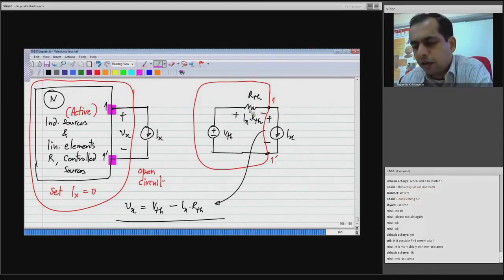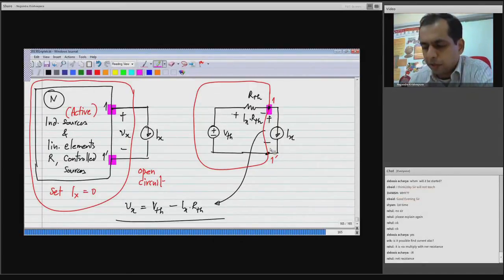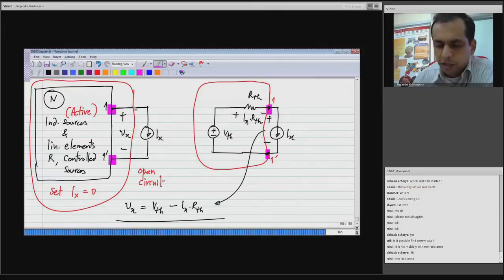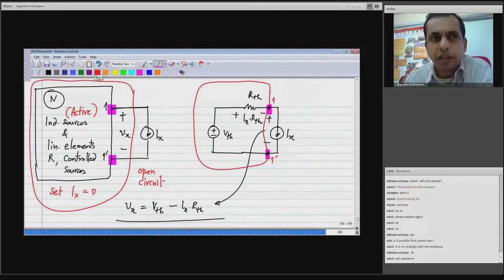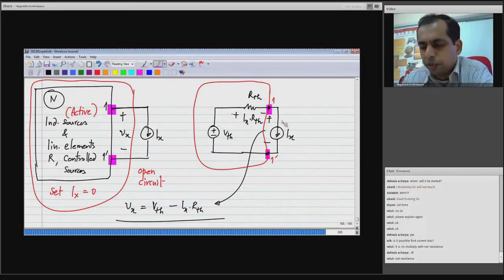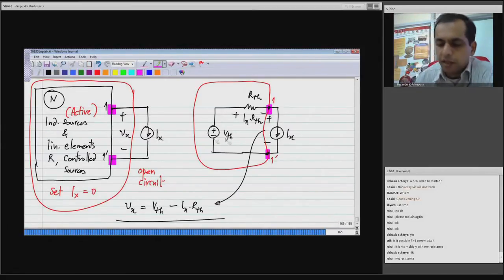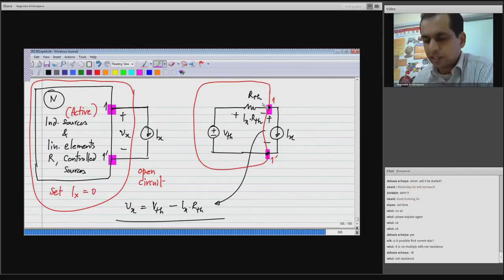Internally here we have only a single voltage source and a single resistance. But as far as the terminals 1, 1 prime are concerned, the voltage across this and the current through this will be exactly the same as in the original network N. This is regardless of what is connected to it, because we didn't make any assumptions about Ix. Ix is some current which could be a current source or a substitution for some other load, but whatever it is, this entire thing, which is a set of independent sources and linear elements, can be replaced by a voltage source Vth in series with the resistance Rth.